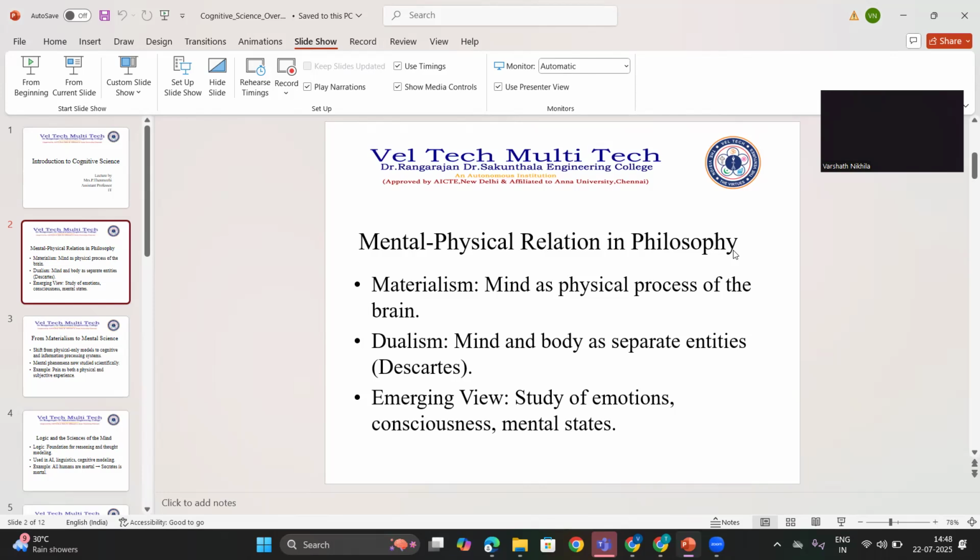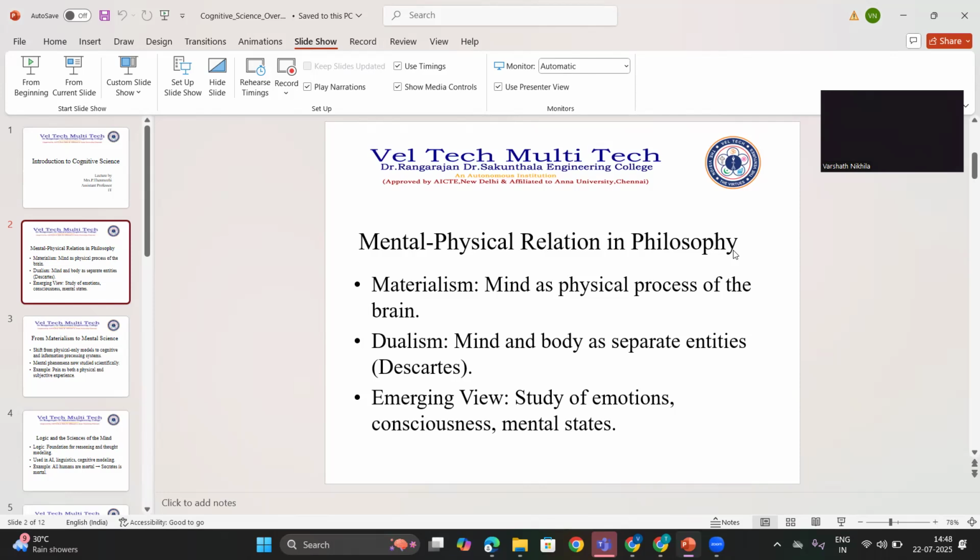Next one is property dualism. In property dualism, the brain is physical, but it produces a non-physical appearance. So if your brain processes color information physically, the experience of seeing it is non-physical.